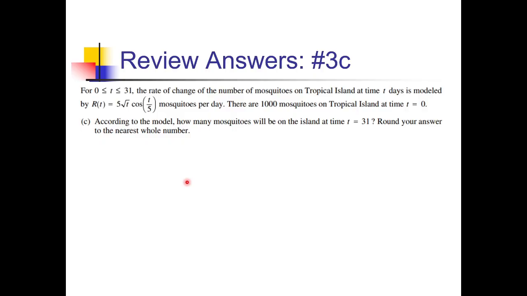For this problem, we want to know how many mosquitoes are on the island at time 31 to the nearest whole number. So we haven't really actually had a function yet to describe exactly how many mosquitoes, just the rate at which that number is changing. So I'm going to define a function. I'm going to call it m. m of t will represent the number of mosquitoes at time t.